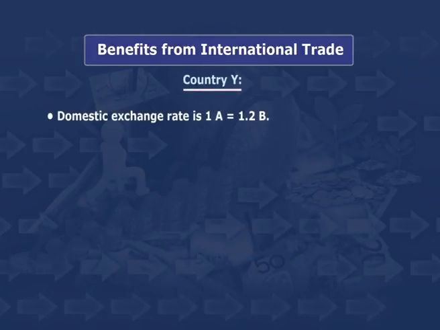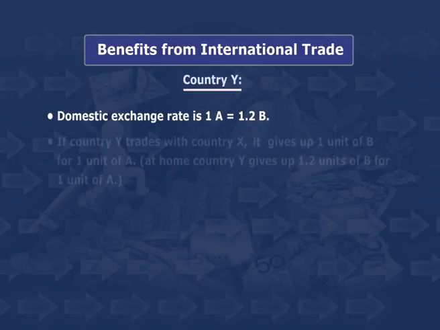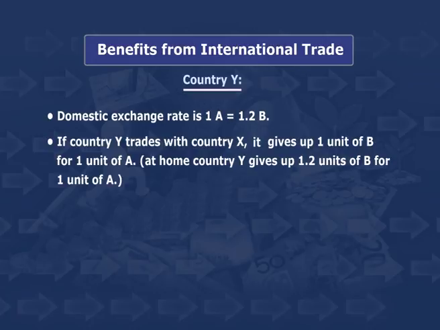Let me talk about country Y now. In country Y, domestic exchange rate is 1 unit of commodity A equivalent to 1.2 units of commodity B. If country Y trades with country X, it gives up 1 unit of B for 1 unit of A. At home, country Y gives up 1.2 units of B for 1 unit of A.